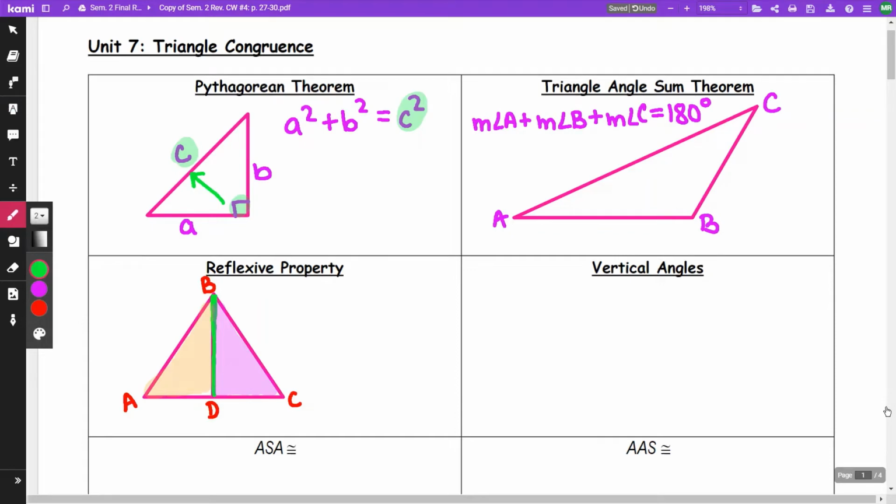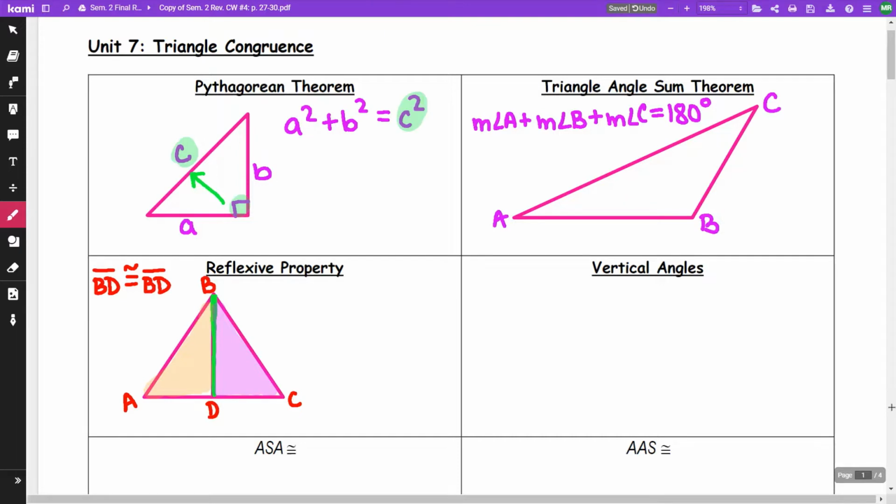So by the reflexive property, we say that line segment BD is congruent to line segment BD. Again, that's by the reflexive property.